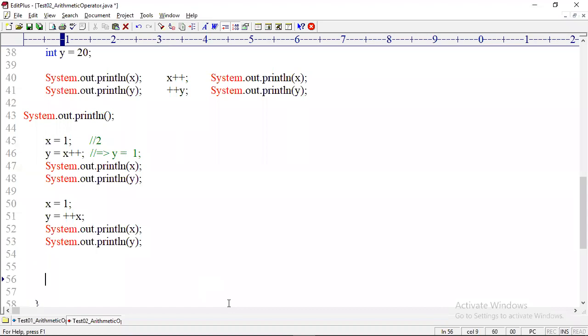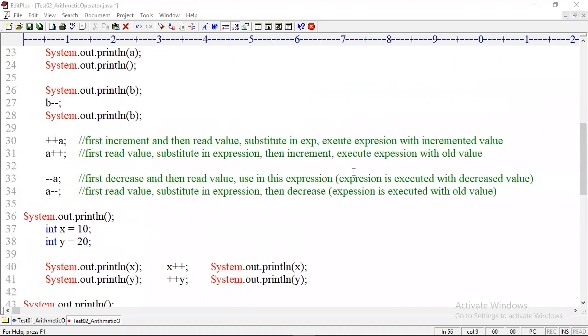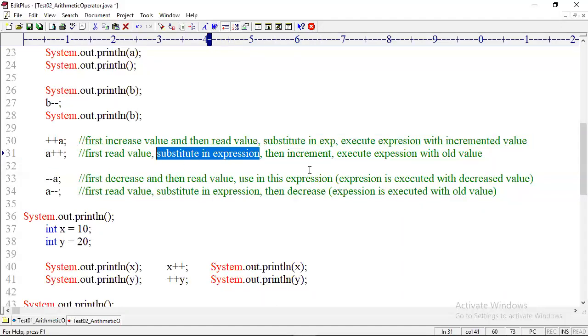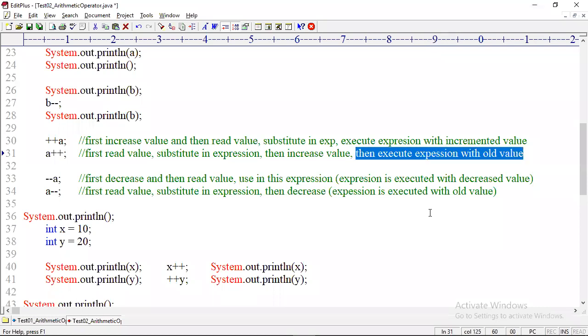Shall I give a second case? Once again, please try to read the meaning of pre-increment and post-increment. Pre-increment means first increment, first increase the value and then read the value, substitute in the expression, execute the expression with the incremented value. Next, A plus plus means post-increment: first read the value, substitute in the expression. The expression is not executed. Increment the value in the variable. Then the third step, expression execution is always the third step: execute the expression with the old value.